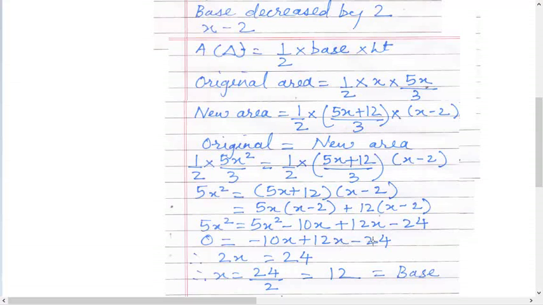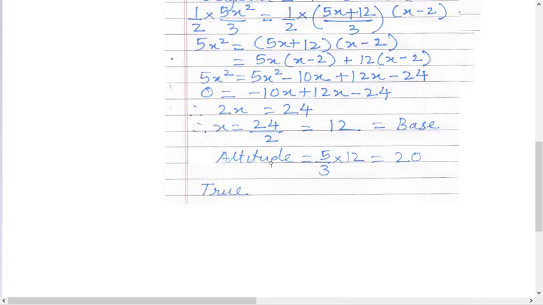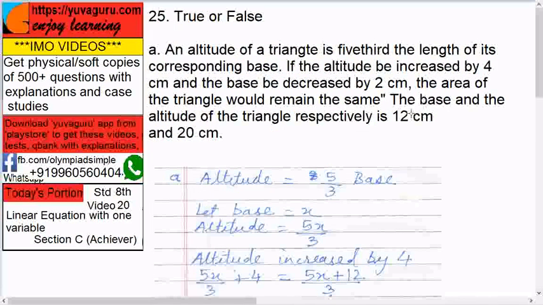Solve it yourself. This needs practice. Okay. So x equals 24 upon 2, which is 12. So base is 12, and height or altitude is 5 upon 3 into 12. So solve this. 3 4s are 12 and 5 4s are 20. Altitude is 20. What is given in the question? 12 and 20. So the answer is true.